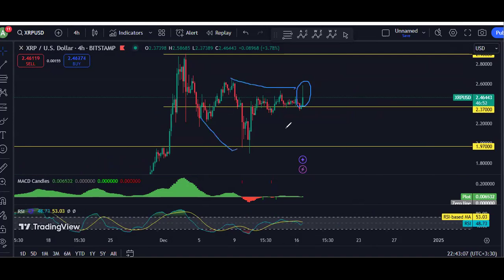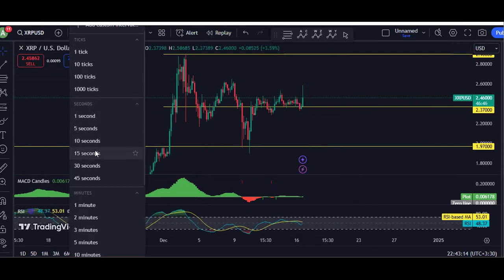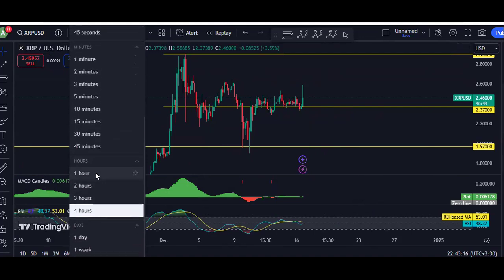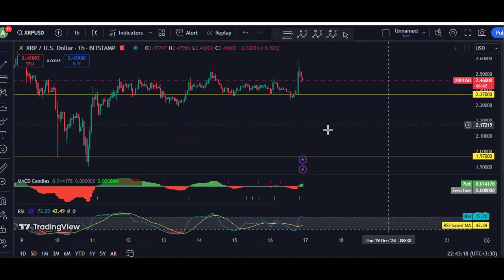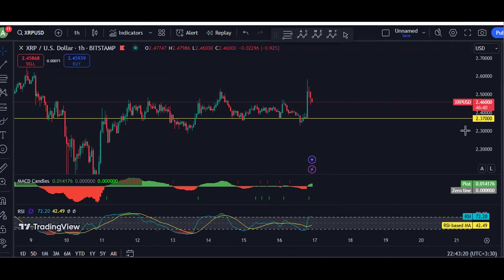And this is what we discussed based on the daily chart. We have to be aware of this one. At this point, based on the 4-hour chart, I don't see any trade setup. And if I move to the 1 hour chart, right now I'm looking at this.